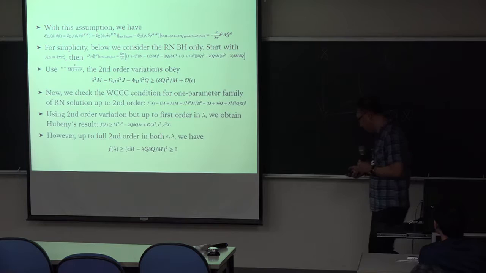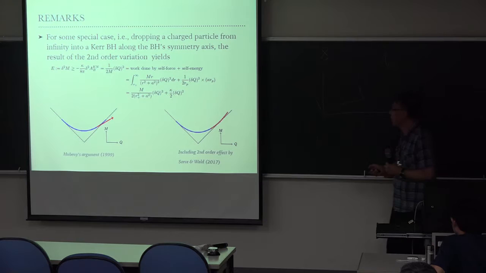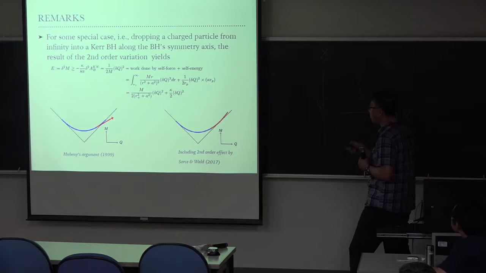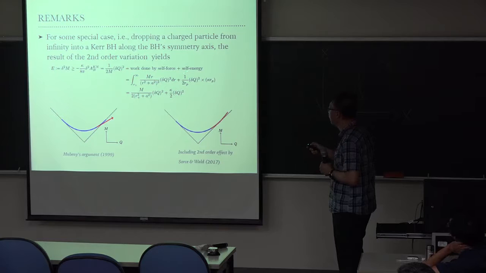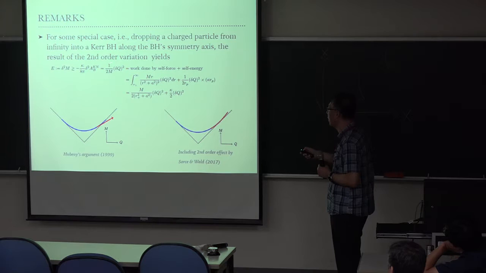For the remaining few minutes I will introduce a remark. They also showed that for a special case, dropping a charged particle from infinity to a Kerr black hole along the black hole symmetry axis, we can evaluate the second order change of mass. This identifies the energy gain of this process. And this quantity is proportional to delta Q squared.